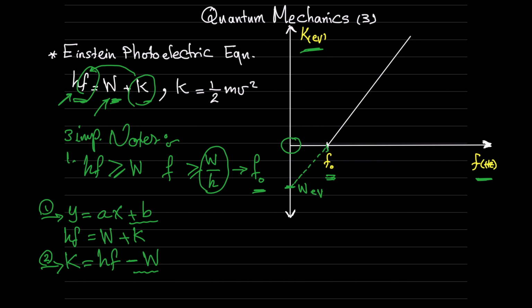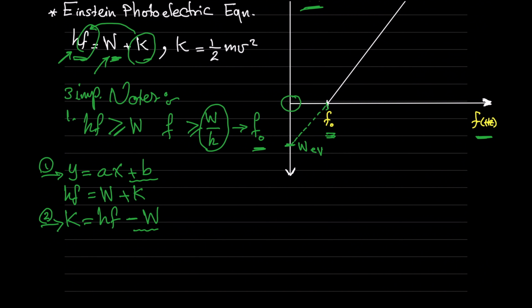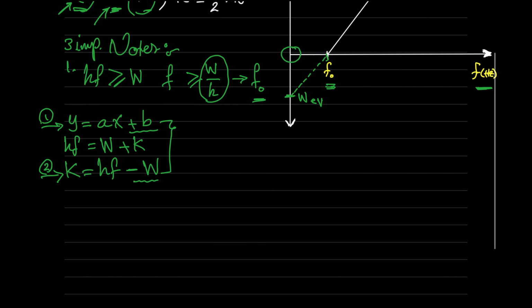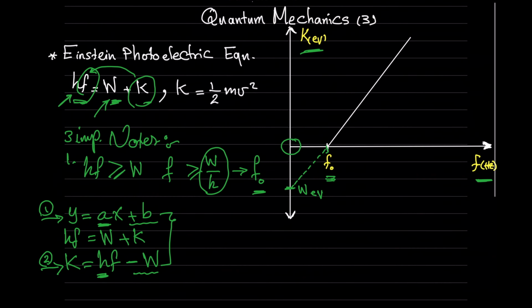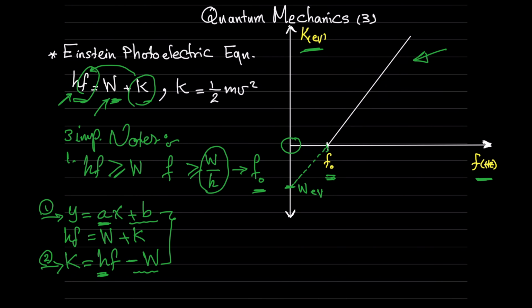The third and last and most important one is the slope. Also by comparing these two equations, we can notice that the slope, a in the linear equation, corresponds to h, the Planck's constant. In other words, the slope in this straight line graph is the Planck's constant. So this slope is the Planck's constant.